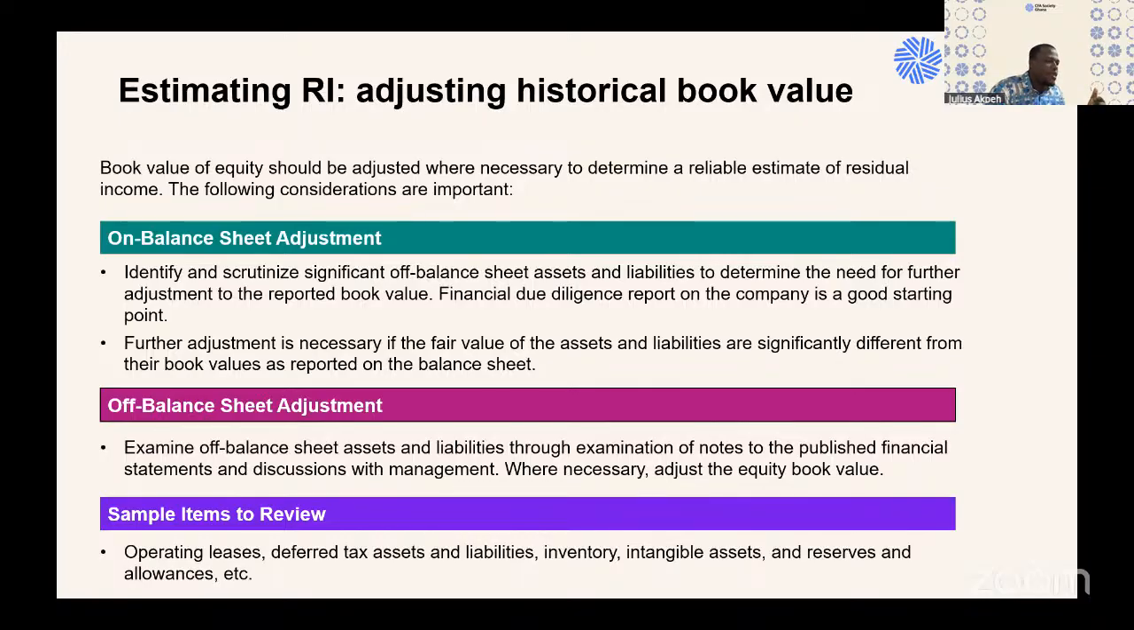So here, it's going to bypass the P&L because the financial statement has been prepared already. So it's going straight to hit the book value of equity, since we are doing this historically, right? And then reduce the book value of equity to start with. Now, there are some sample items you need to review.